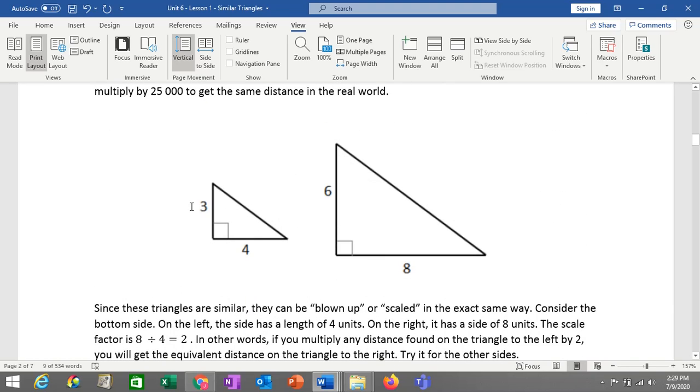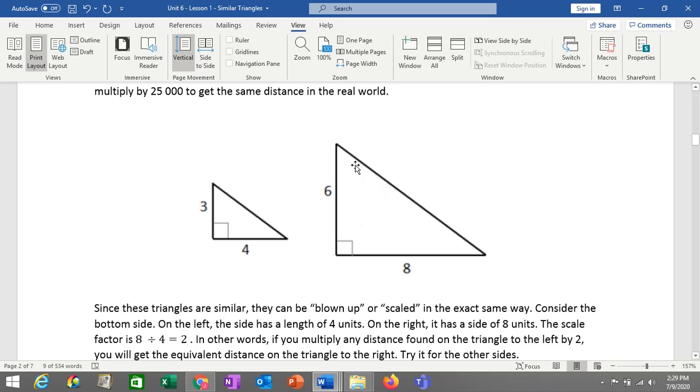So say this angle, and this angle, this angle. We said that in similar triangles, all 3 angles have to be the same, but you only need to prove that 2 of them are the same. Because if you prove 2 are the same, the third one must be the same, right? Remember that all angles in a triangle must add up to 180 degrees.